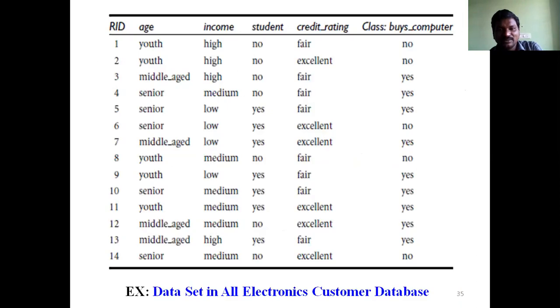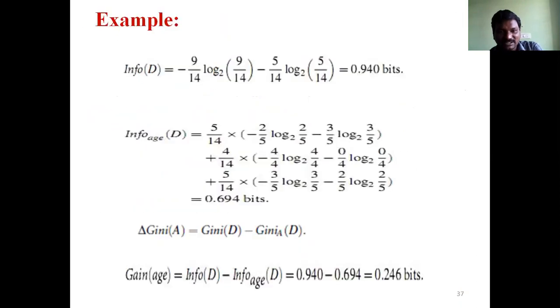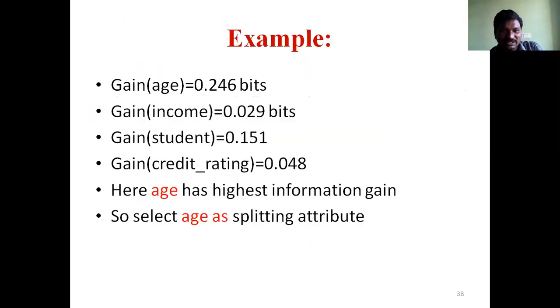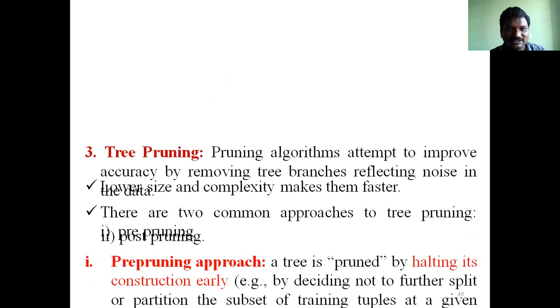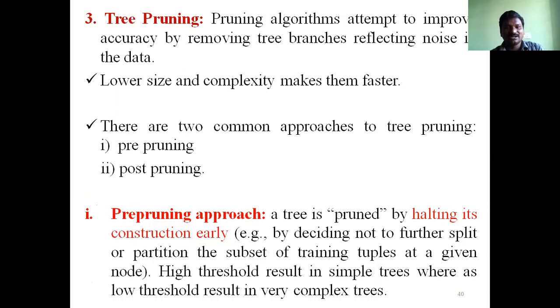In this way, based on information gain, I am taking the attributes. Information gain is one of the measures for selecting the attribute. In this way, you are selecting the attributes, and then you draw the tree.